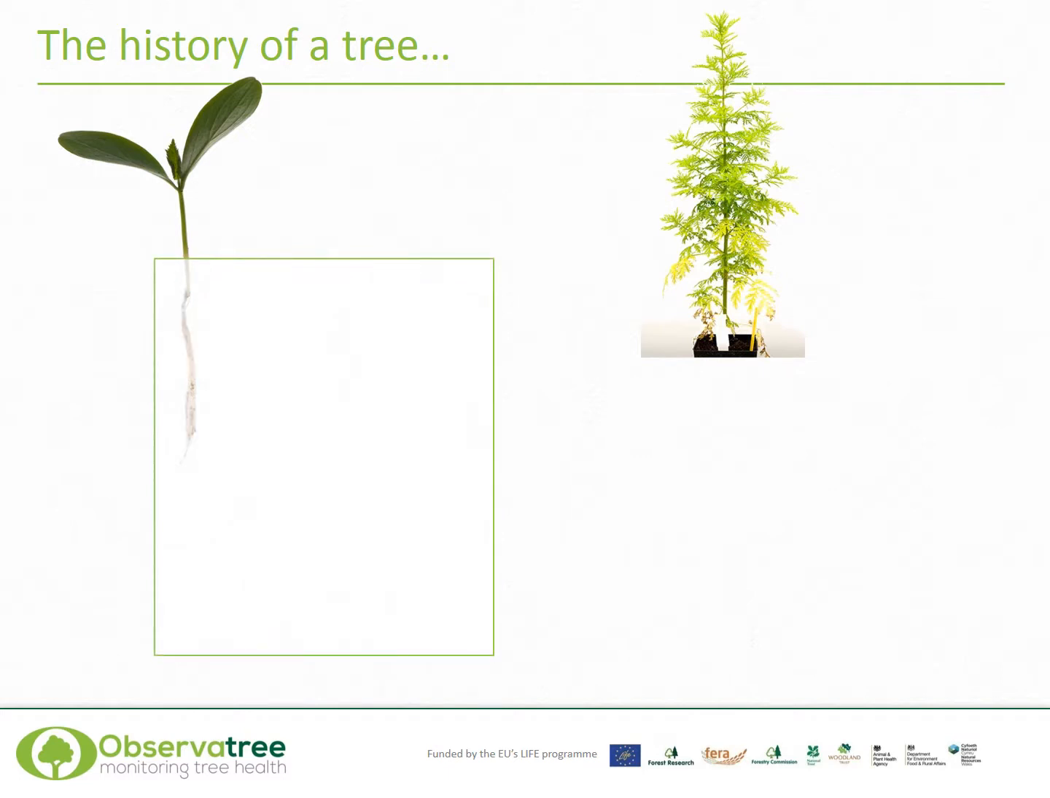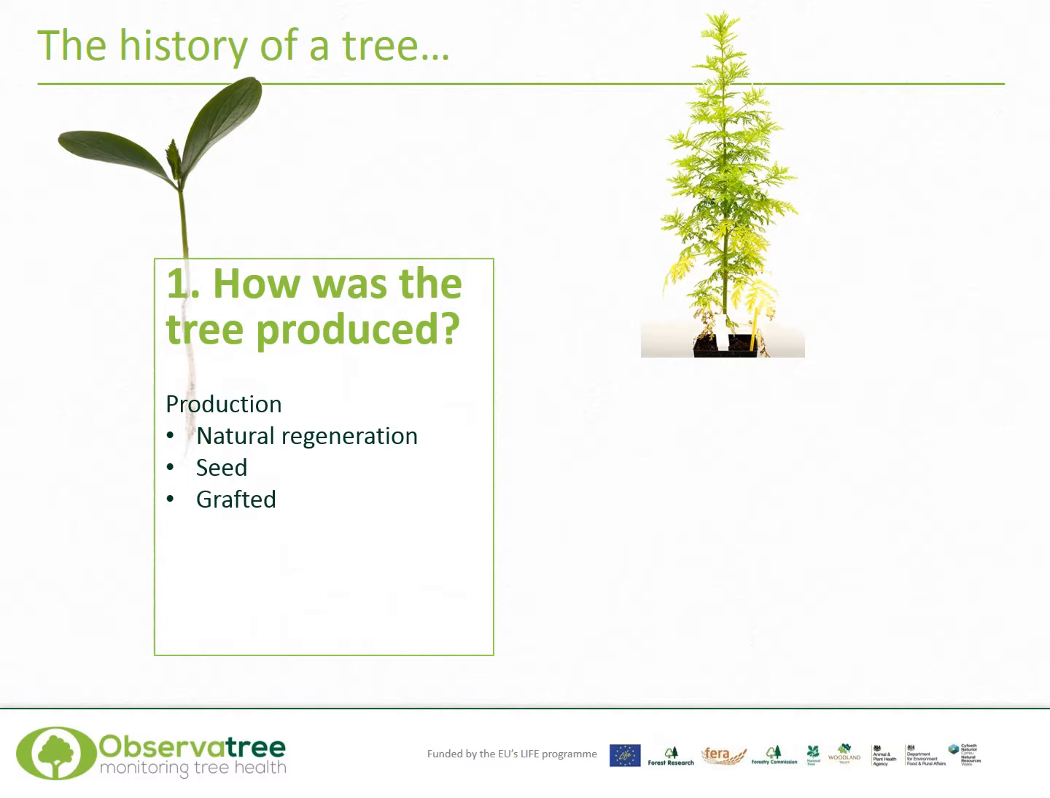Trees can be produced in a variety of different ways, including natural regeneration, seed or grafting. Knowing this information may provide potential causes of poor condition or specific signs and symptoms. The origins of the plant, no matter how it was produced, can act as a red alert, particularly if sourced from material grown outside this country. These trees will be far more at risk of having an invasive pest or disease present than those grown in the country.